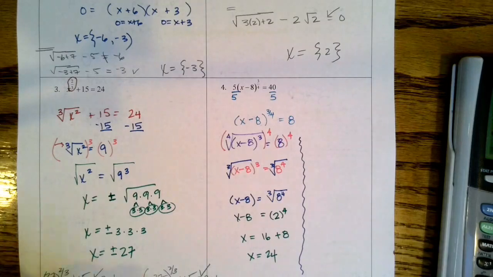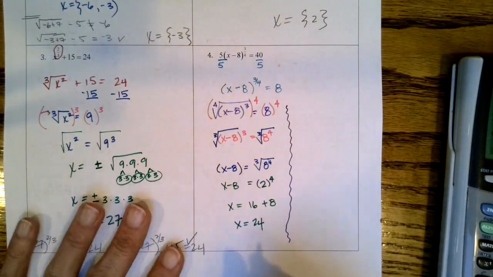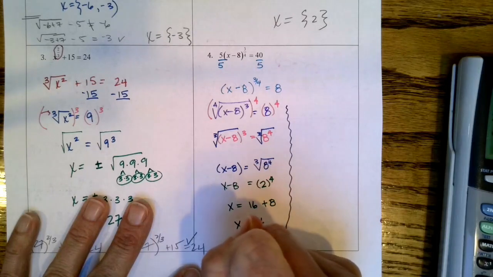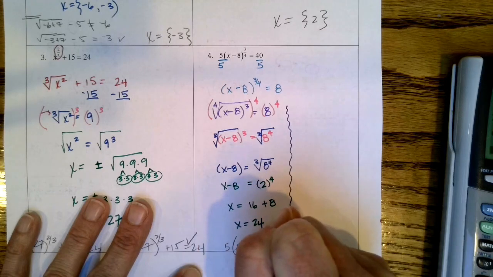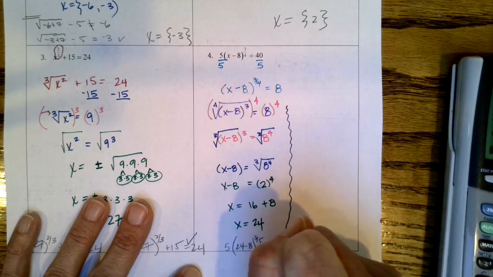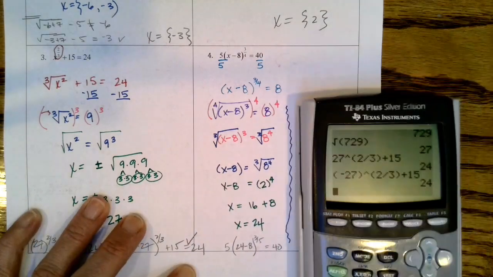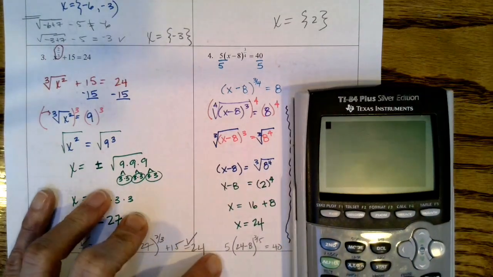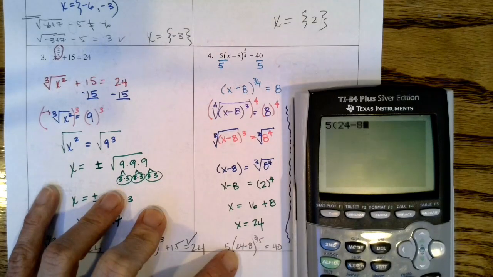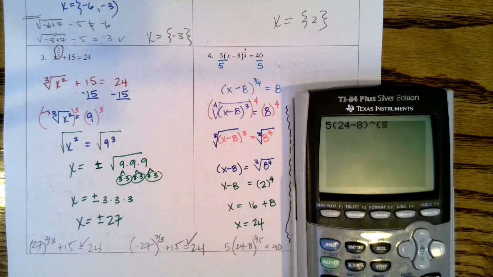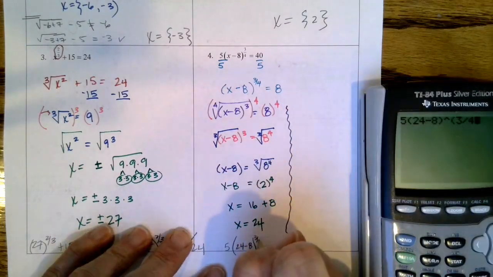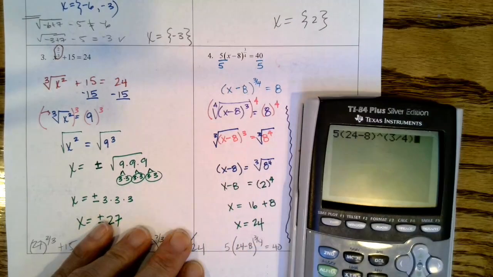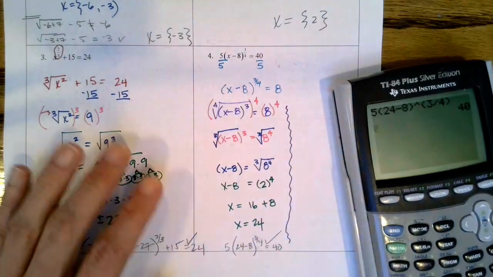And I can go ahead and do my check by checking on 5 times 24 minus 8 to the 3/4 power and see if I get 40. So we'll go ahead and do that math. We'll do 5 times 24 minus 8 to the 3 divided by 4 power. Make sure this says a 4. Close my parens, and I get 40. So I'm good to go.